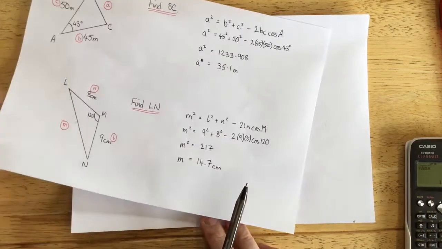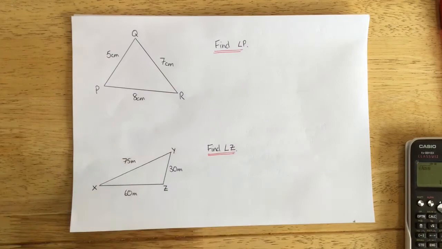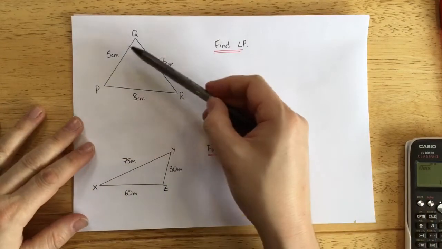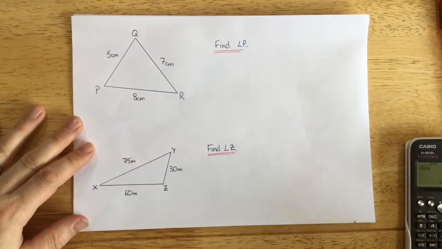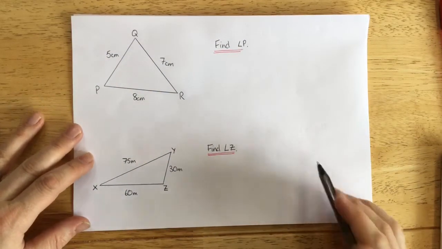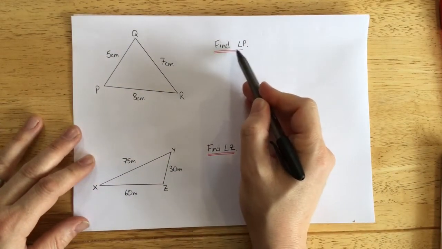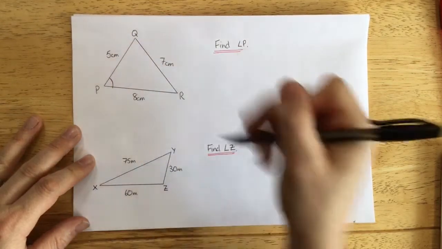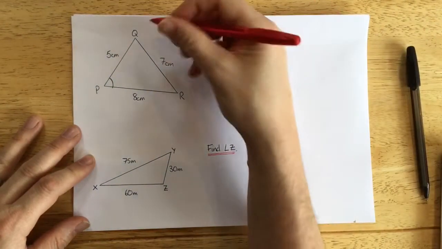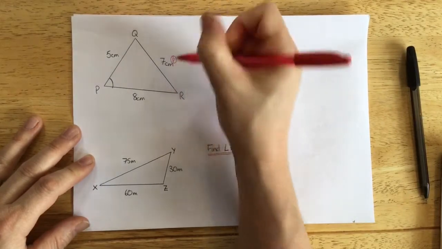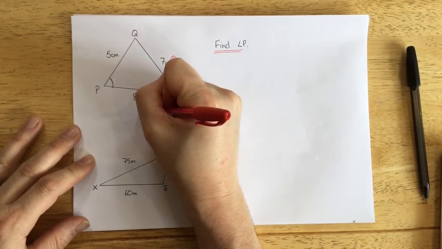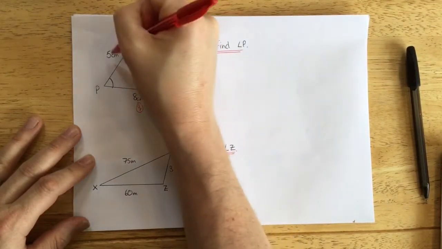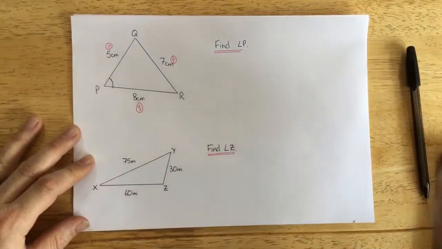Last thing just to look at is how do we use that to find an angle. If we know all three sides in a triangle, then we can use the cosine rule to find an angle. So here we're asked to find angle P. So that's this one in here. Okay, again, let's just label these. This is little p. This side is opposite q, so it's little q. This side is opposite r, so it's little r.